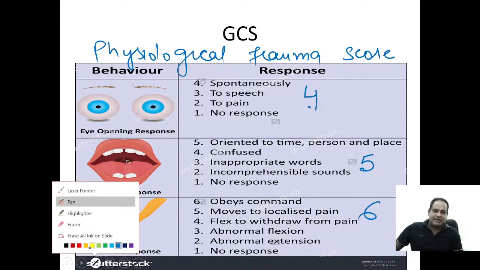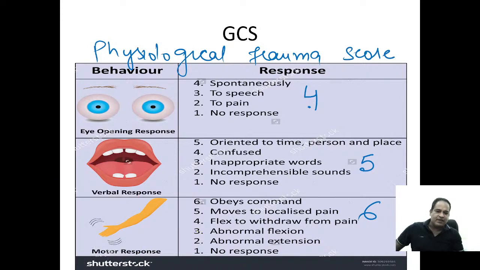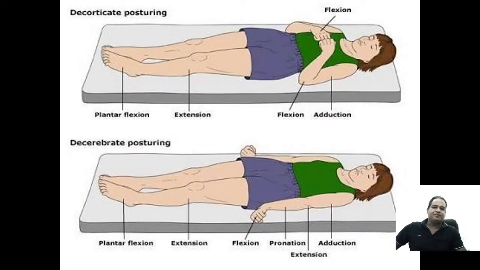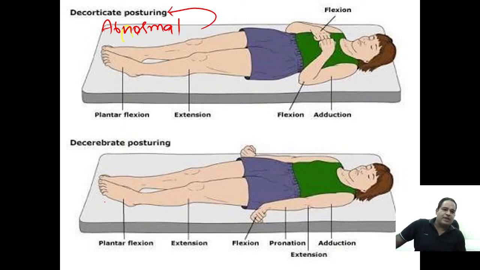Now, if you clearly see in the 6 motor signs, this sign of abnormal flexion, this was entered later. It was not a part of original GCS. Fine. Now, if you compare them, this sign, abnormal flexion is similar to decorticate posturing.